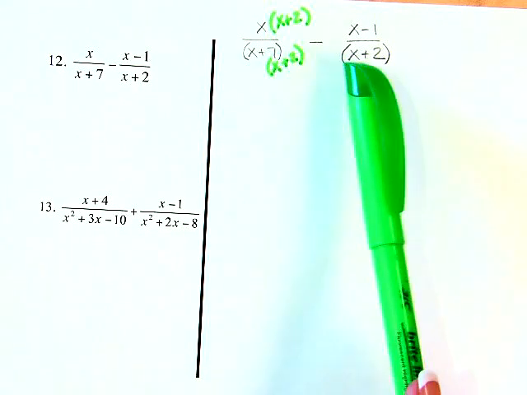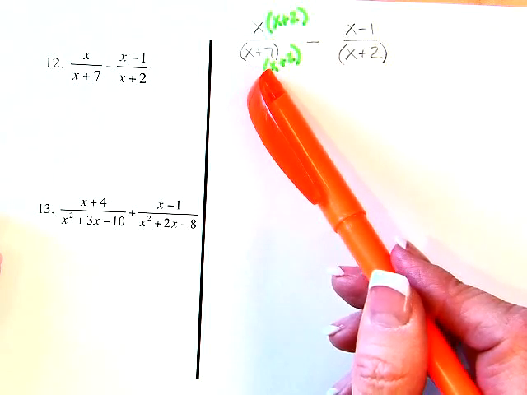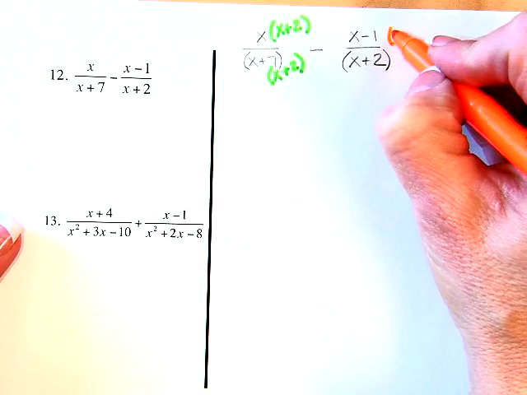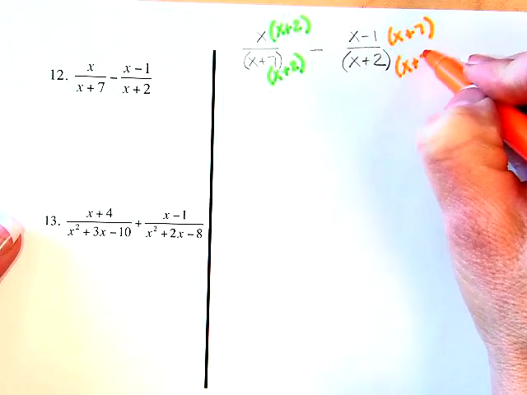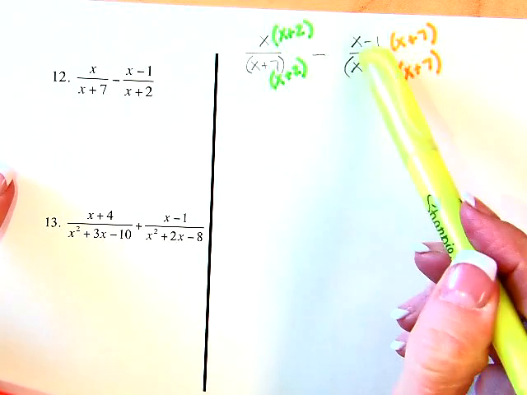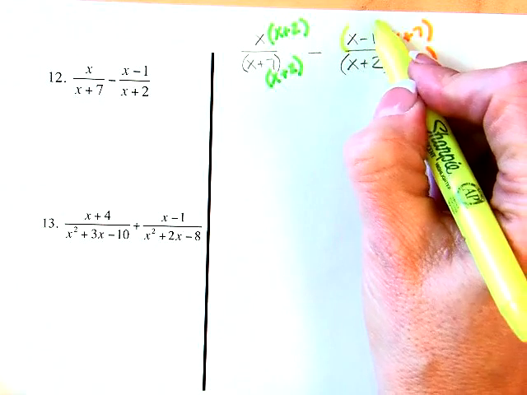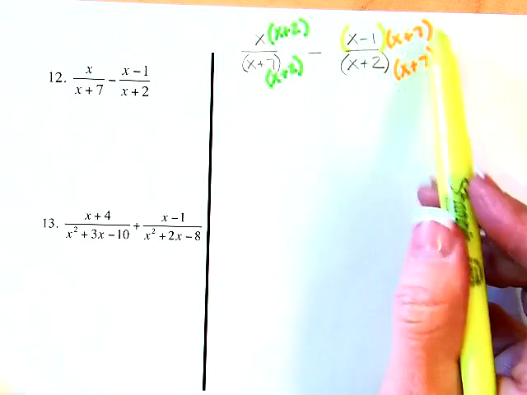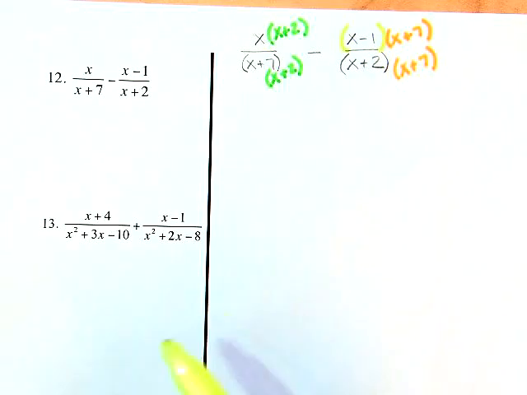Okay, so now see how the x plus 2's are in both denominators? That x plus 7 needs to be in both denominators. So I'm going over here, and I'm going to multiply the top and the bottom by the missing factor, x plus 7. Now here's an important thing you need to realize is this numerator is a binomial. So I need to group it. Because what I'm going to have to do with the x minus 1 and the x plus 7 is I'm going to have to multiply those out by using the distributive property, which we call FOIL in this situation.